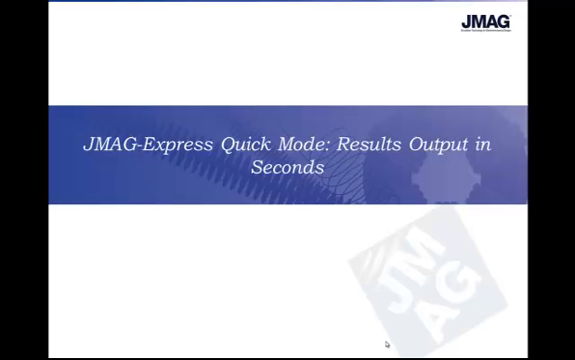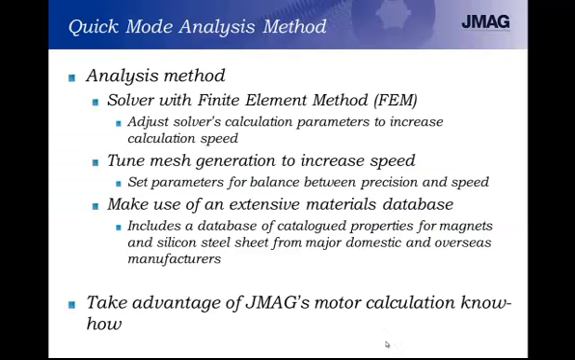JMAG-Express Quick Mode outputs results in just seconds. The analysis method in Quick Mode is based on what I would consider more of a finite element / lumped parameter type of method. So we're adjusting the solver's calculation parameters to really increase the calculation speed. As you can imagine, when you're outputting results in only a matter of seconds, it's not a full transient-based FEA, but it is an FEA-based analysis.